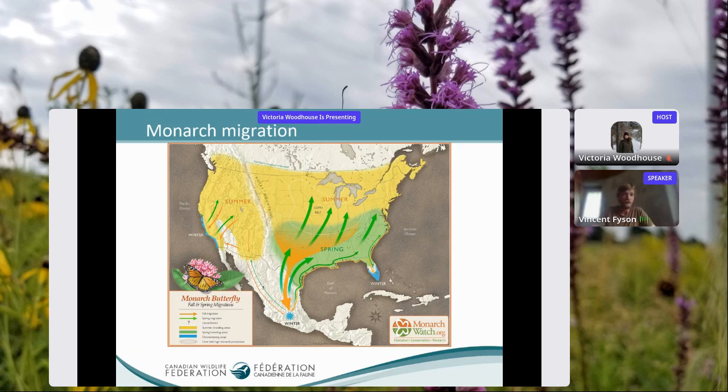The generation that undertakes the fall migration is quite a special generation. They're referred to as the super generation. They travel all 4,000 kilometers back to the fir forests of Mexico, having never been there before, where they overwinter and begin the migration north the following spring. Next slide.